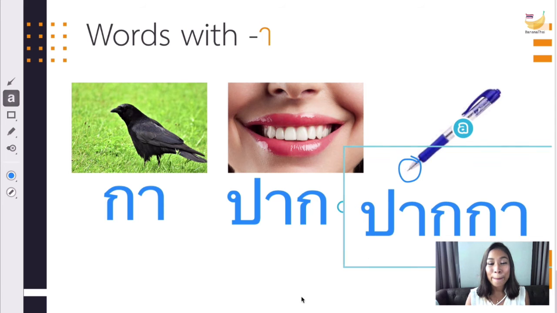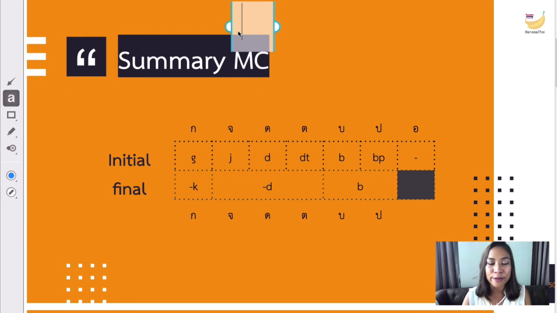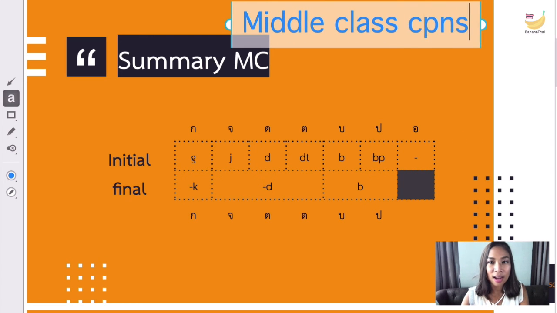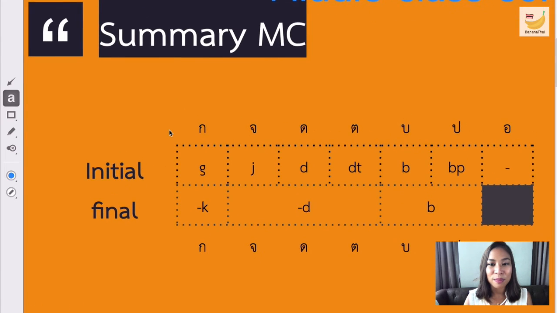That's why we call it ปากกา. Let me help you summarize what you just learned in this lesson. So you learned the middle class consonants, MCs, from middle class consonant. Middle class consonant, 9 of them. So you have this one, I make it bigger for you.